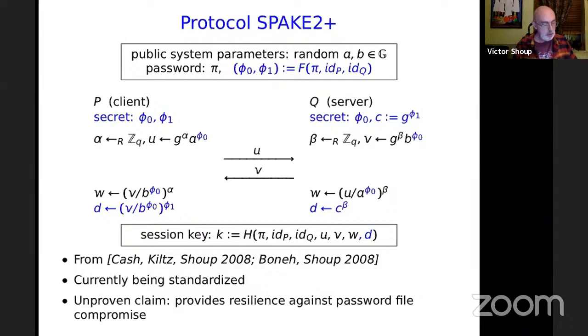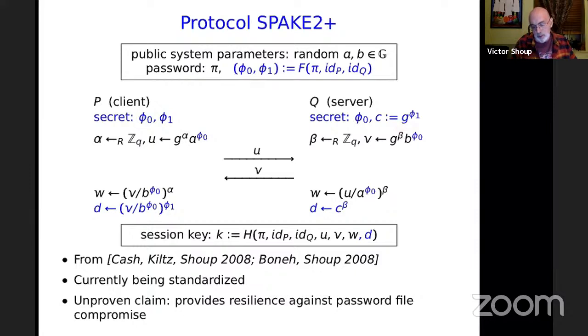And so you can see the overall structure of this. The password pi here is passed through a hash function, which is treated as a random oracle, and we get these two numbers. The client derives both of these numbers; if he's a human user, he'll derive them from his memorized password. The server is going to store in the password file not these two numbers, but the first number, and then a one-way function applied to the second number. More specifically, he's going to take that second number and raise g to that second number.